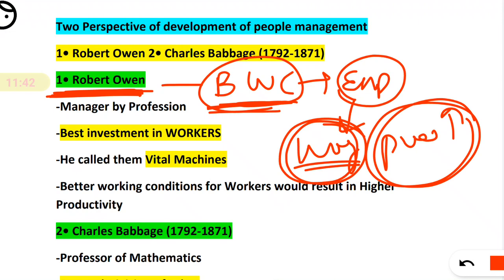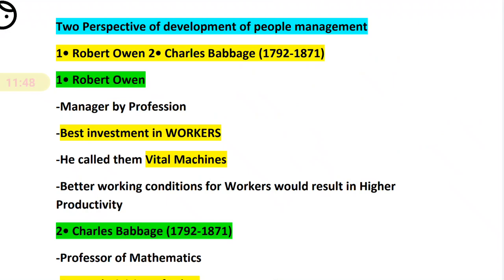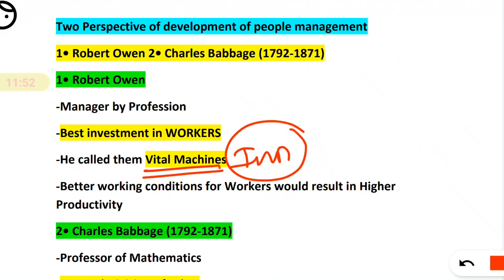And remember that that's why he called the workers the vital machines. Remember, friends, that is very, very important. Who called workers the vital machine? Robert Owen. Robert Owen called workers the vital machines.